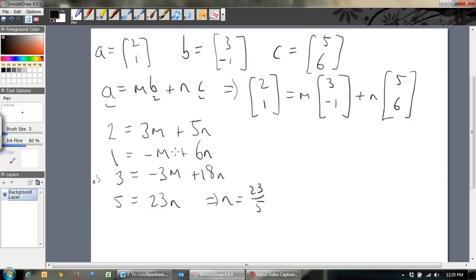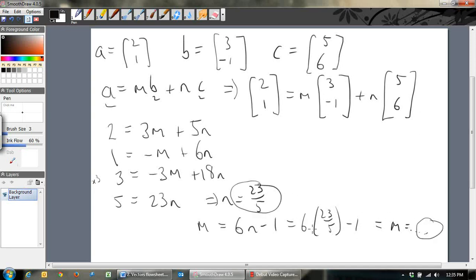We'll plug that back into the bottom equation, and so we'll get that m equals 6n minus 1. It's a bit horrible, and I don't really care what that works out to, because we have got a solution. We know n is a definite value and m will be whatever that is. It doesn't matter. A solution exists. What does that mean? That means they're linearly dependent.